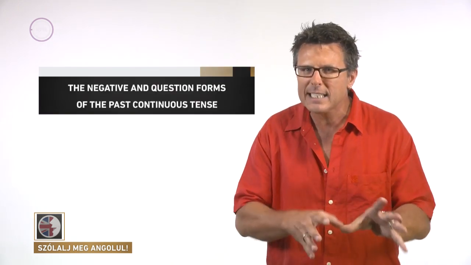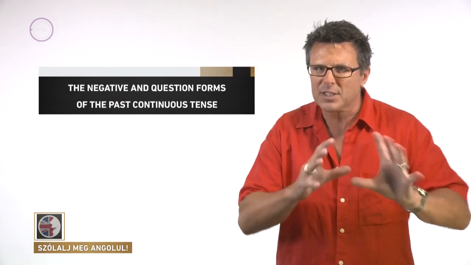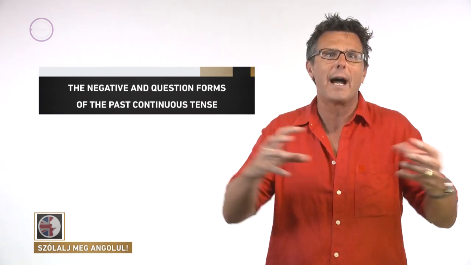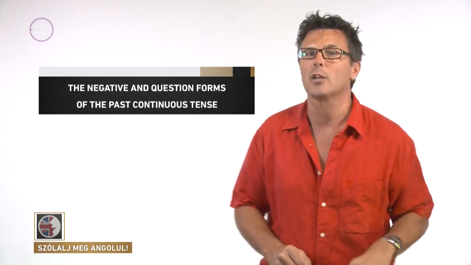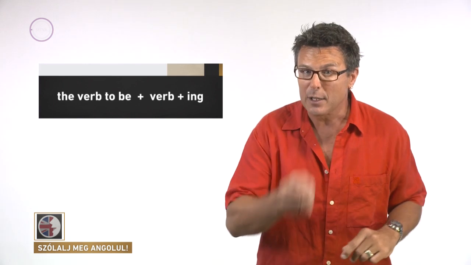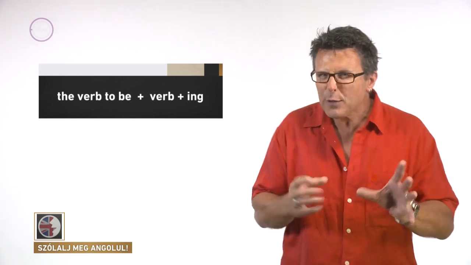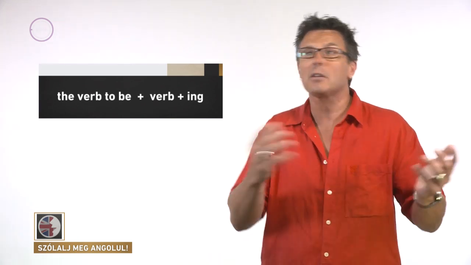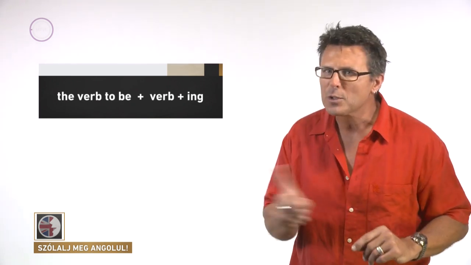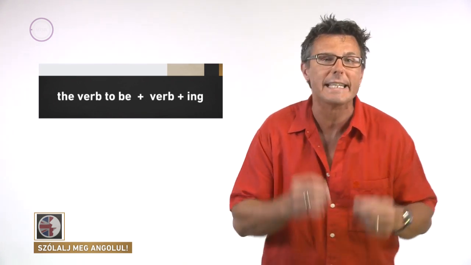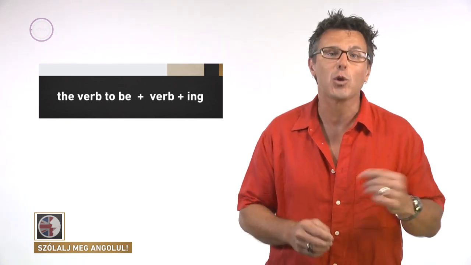Let's have a look at the negative and question forms of the past continuous tense in English. Now, first things first, how do we form, how do we construct the past continuous tense? Well, we need two things, don't we? Yes, that's right. We need the verb to be and the ing form of a verb. Okay, but which form of the verb to be do we need? Is it the present simple form? No, that's right. It's not the present simple form of the verb to be that we need here. Here, to make the past continuous tense, we need was and were.